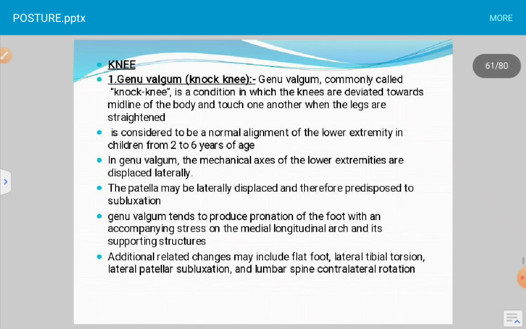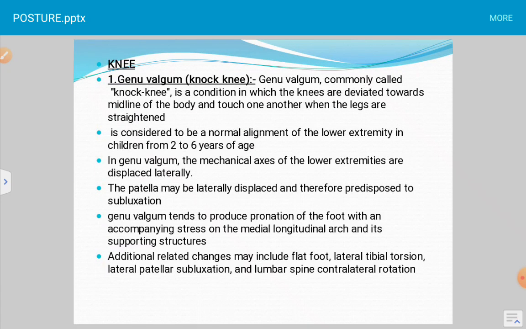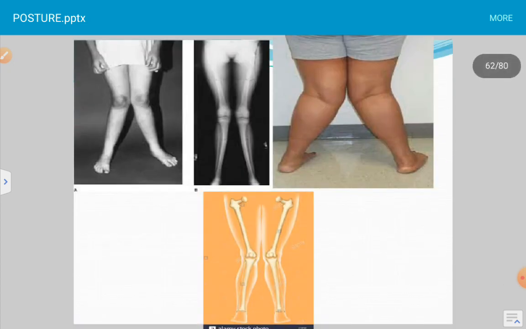Okay, the next is in the case of knee, here we have two deformities, genu valgum and genu varum. In the case of knee, the first is genu valgum, also known as knock knee. Genu valgum is commonly called knock knee, a condition in which knees are deviated towards the midline of the body and touch one another when the legs are straightened. Genu valgum is the medial deviation, that is, the knees move towards the midline. That is what is called knock knee.